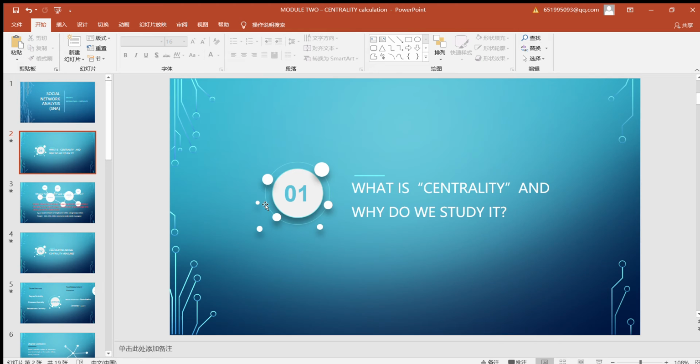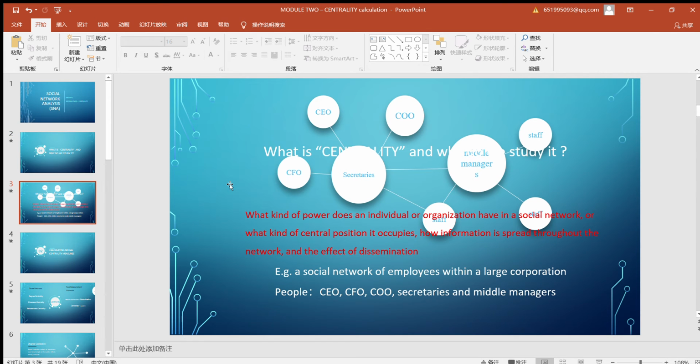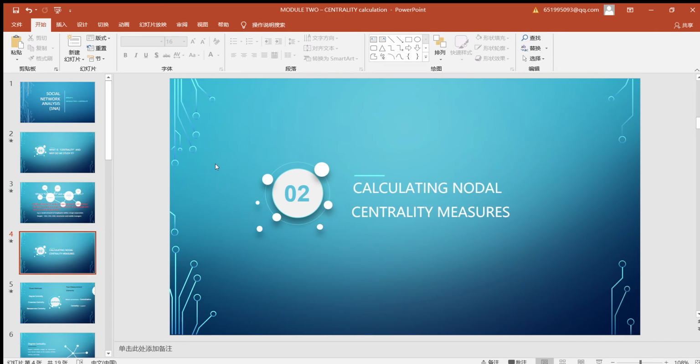First, let's have a brief review. What is centrality and what do we learn? It has been introduced by other members through this picture, and I also want to say a few words. I think it represents a person or an organization's position, especially in the social network, and the connections among each element. The second one is centrality measures.